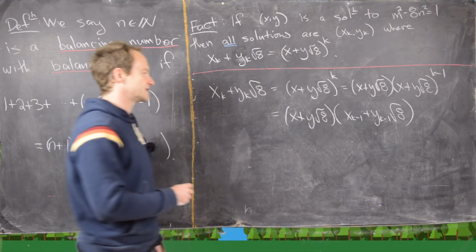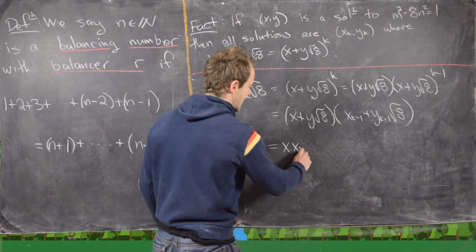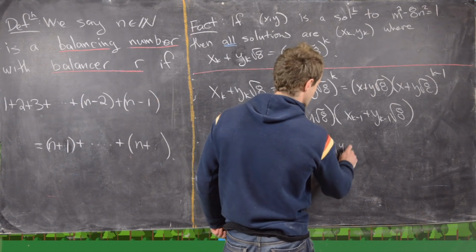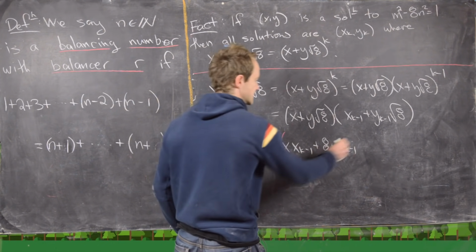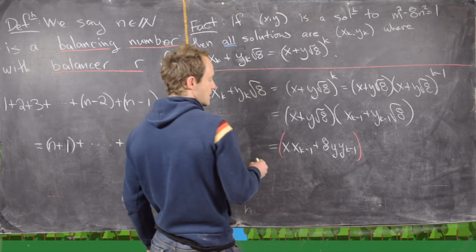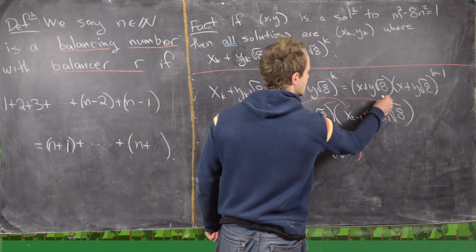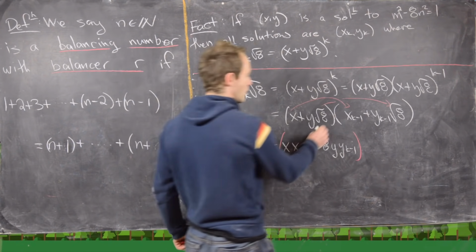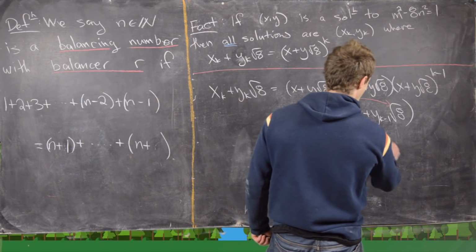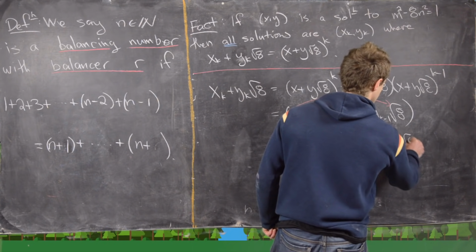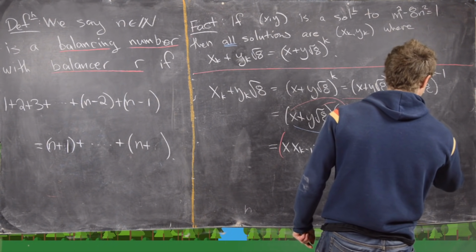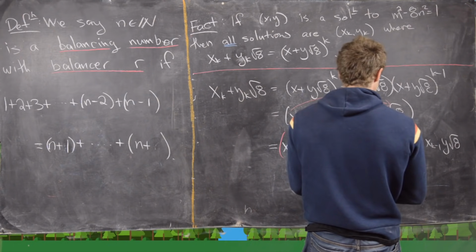So now what we can do is FOIL this out, and notice we'll get x times xk minus 1, and then we'll get plus 8 times yk minus 1. Now I'm going to put those in parentheses. Good. So those are the parts that are not connected to root 8. So I got that from multiplying this term and this term, and this term and this term. So now I'll look at what we get from the other terms. And so notice that's going to give us plus x times yk minus 1 times root 8. Good. And then plus xk minus 1 times y times root 8. So I'll put those in blue.